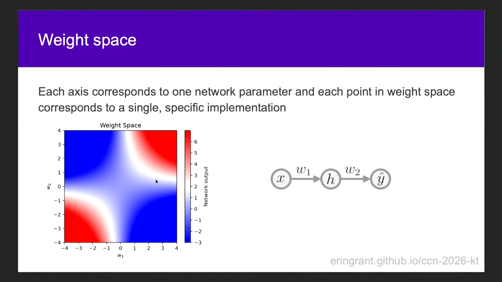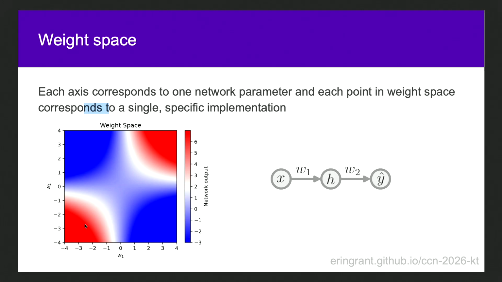And what you see here is that I've changed the color bar such that 2, our target network output, is white. And what you can see is that there are two parabola-looking subspaces that are all white. So it seems like there are a lot of different combinations of weights here that all generate our target output.